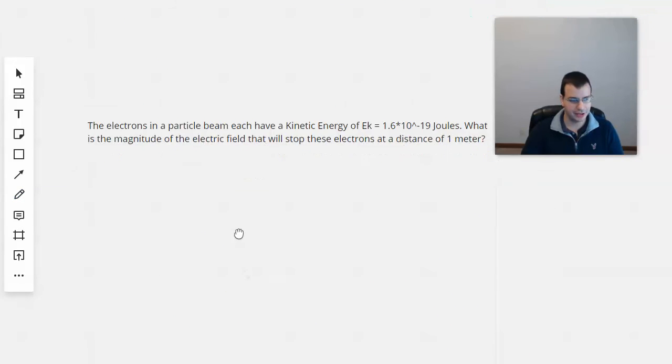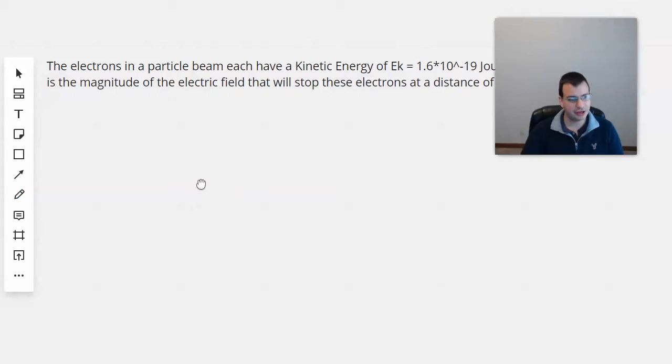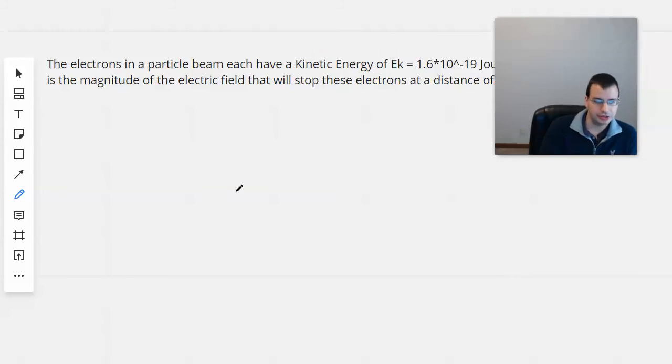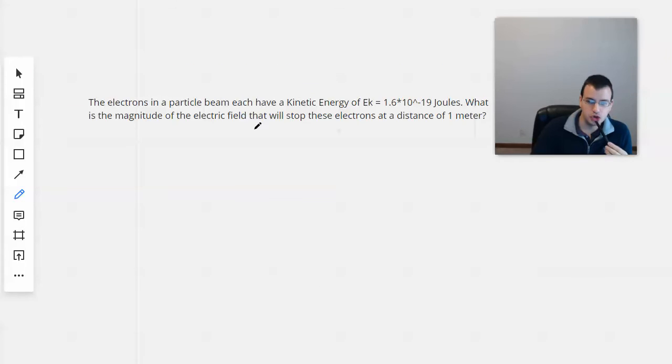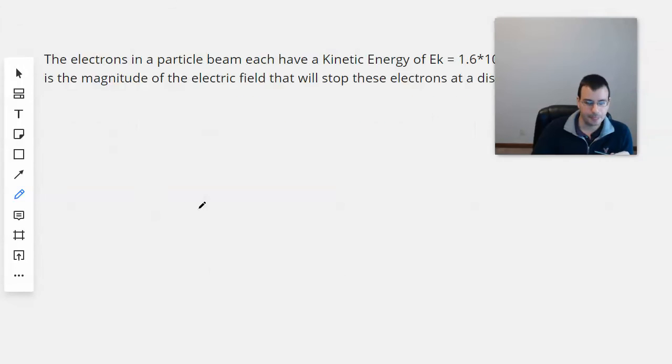So we have another problem. The electrons in a particle beam, okay, so it's going to be electrons that are moving, have a kinetic energy. Energy kinetic is 1.6 times 10 to the negative 19th joules. What is the magnitude of the electric field that will stop these electrons at a distance of 1 meter?